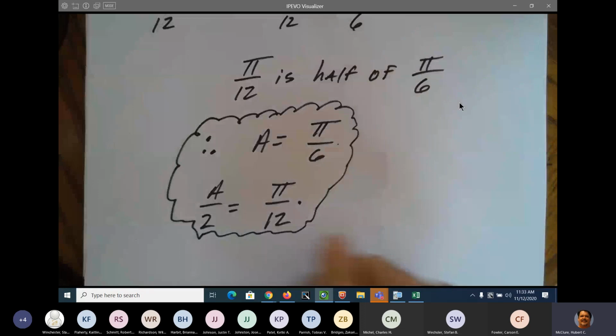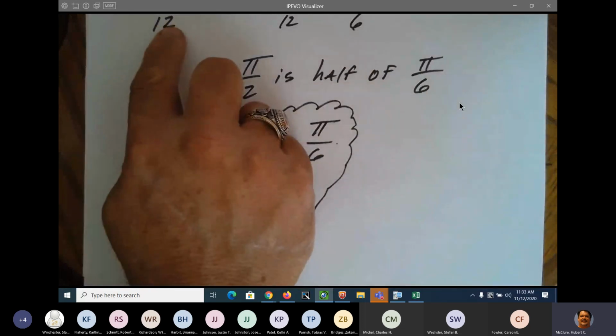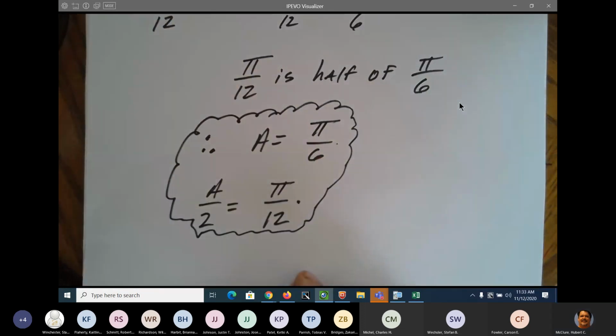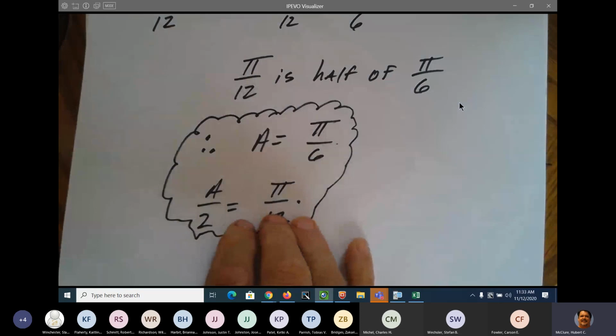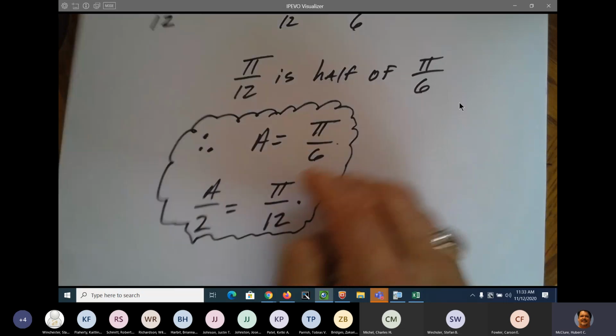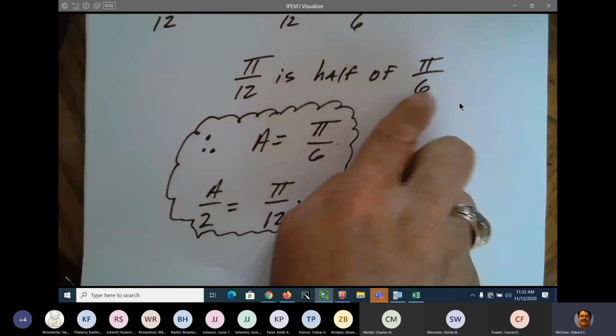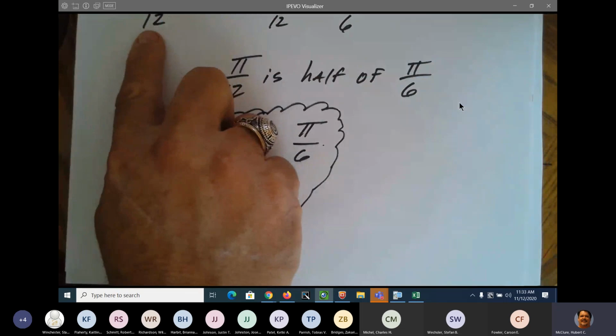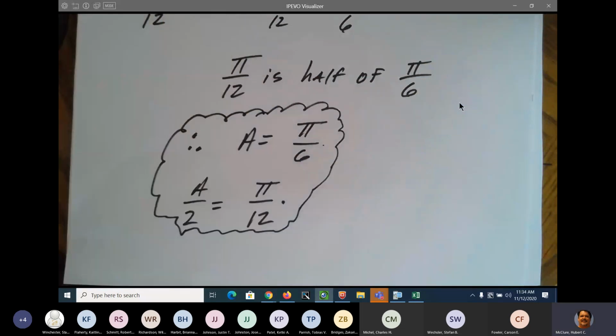pi over 12, I think that's in the first quadrant. Okay. And pi over 6, let's see, 6 will go in there, 30. Yeah, that's in the first quadrant. And I'm thinking 120, let's see. Yeah, I'm sure both of them are in the first quadrant.